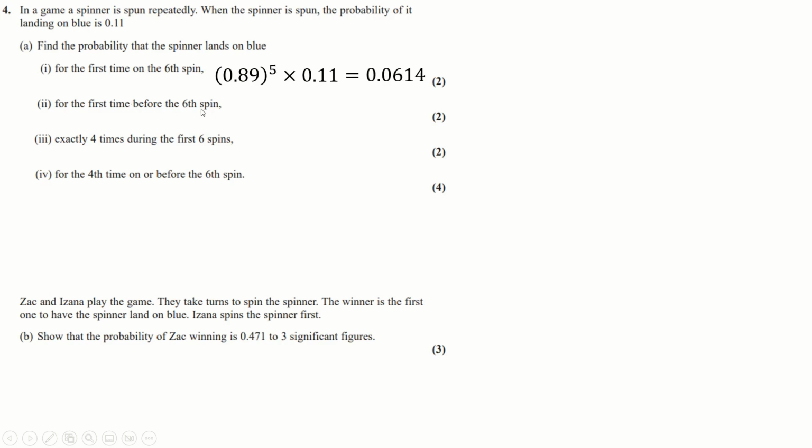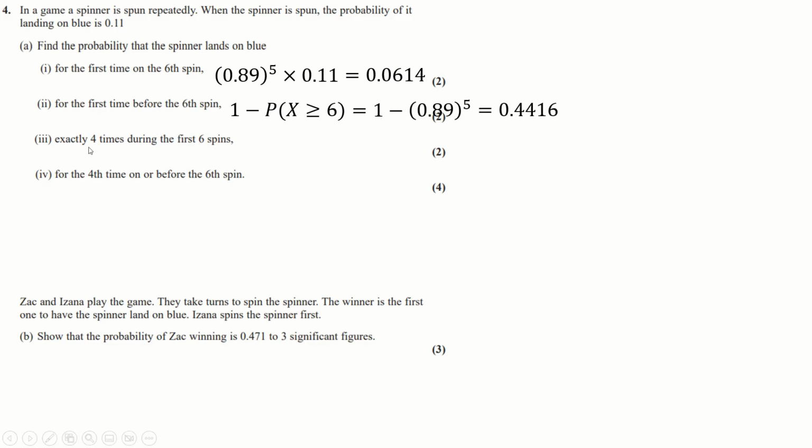First time before the 6th spin. So this is just 1 minus the probability of getting it on the 6th or after, right? Which seems like a stupid way of doing this. Usually we try and turn greater than or equal into less than or equal. But the reason this is quite nice is because the way to work out the probability of getting it on the 6th or after spin is really easy. All that requires is 5 non-blue spins in a row. As long as you have 5 non-blues in a row, it doesn't matter what happens after that. So we can just do 1 minus 0.89 to the 5, and we'll get this number here.